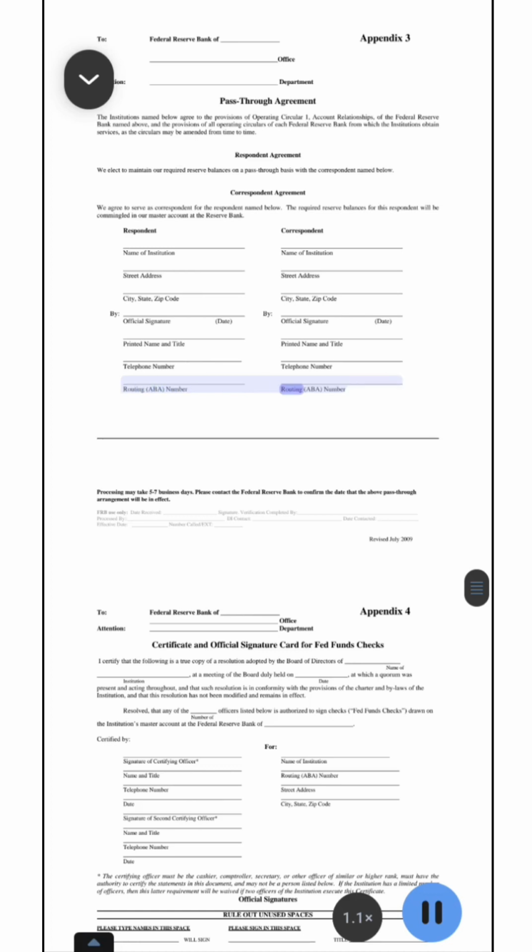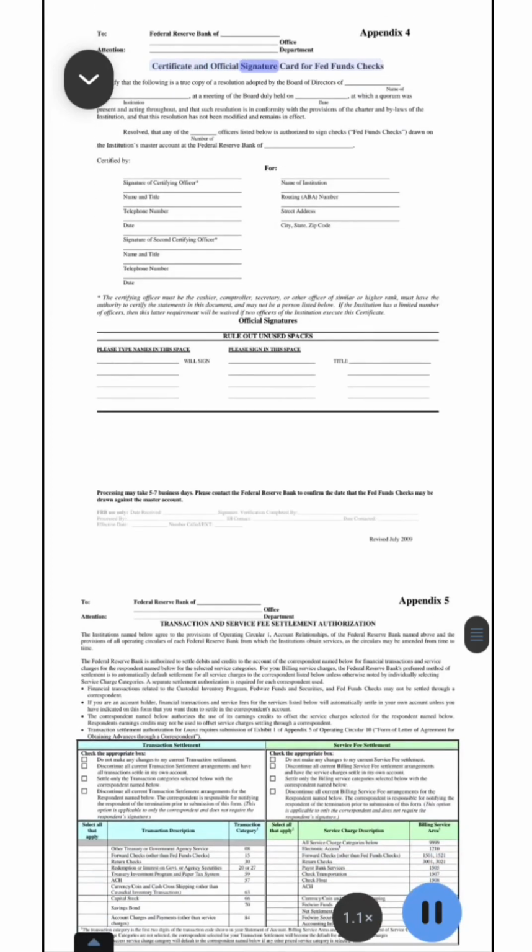2. Federal Reserve Bank of Appendix 3. Office. Attention, Department. Processing may take 5 to 7 business days. Please contact the Federal Reserve Bank to confirm the date that the above pass-through arrangement will be in effect. FRB use only. Date received, signature. Verification completed by, processed by, DI contact, date contacted, effective date, number called /EXD. Revised July 2009.